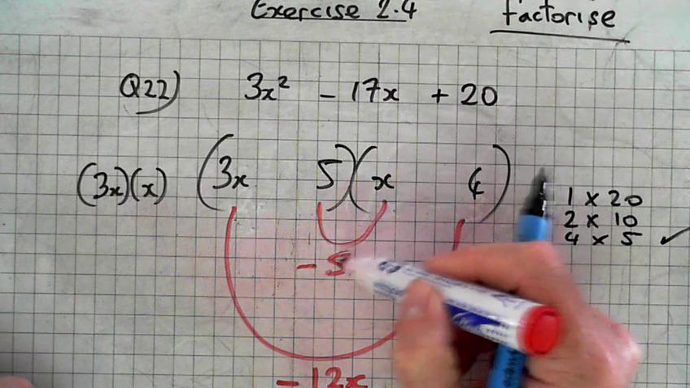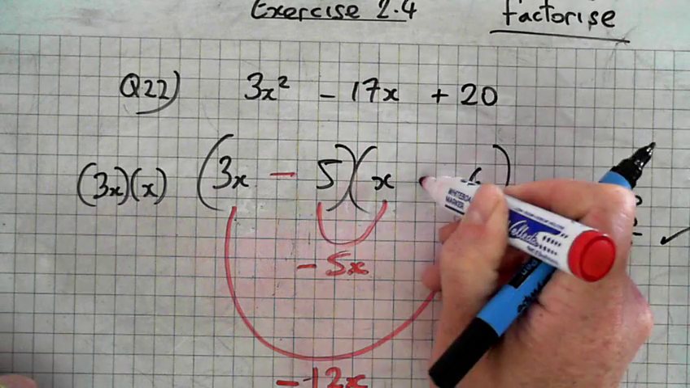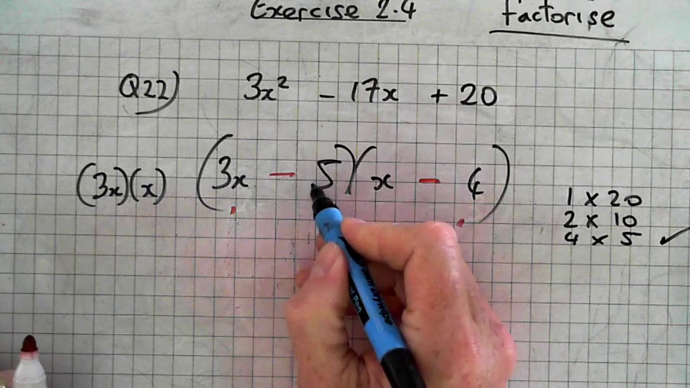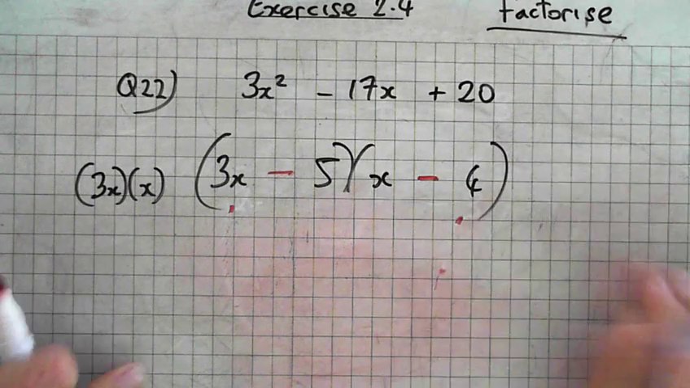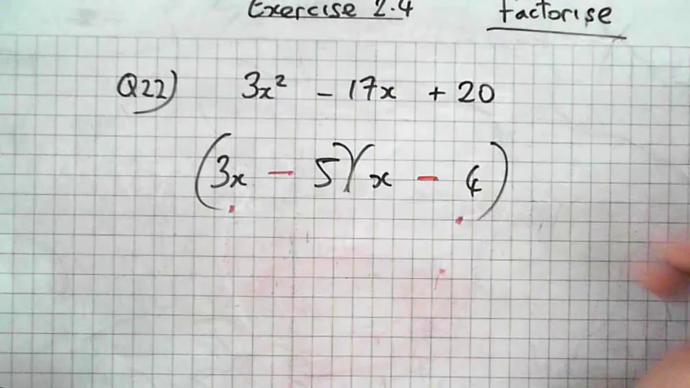Alright, so the top sign, this minus, goes left. The bottom sign goes right. The final check: if I multiply minus 5 times minus 4, do I get plus 20? Yeah, I do. Alright, so I have to do two checks, the addition check and then the multiplication check.